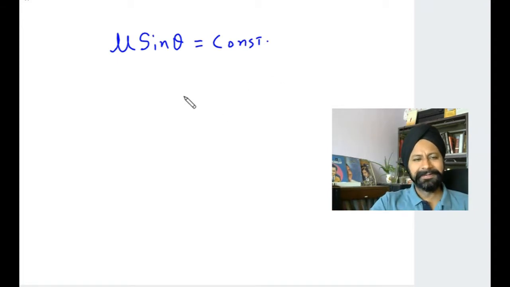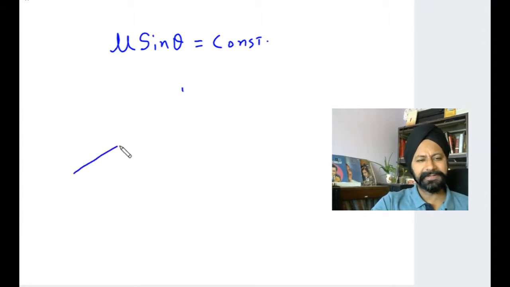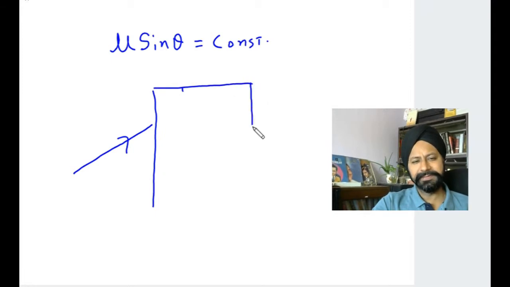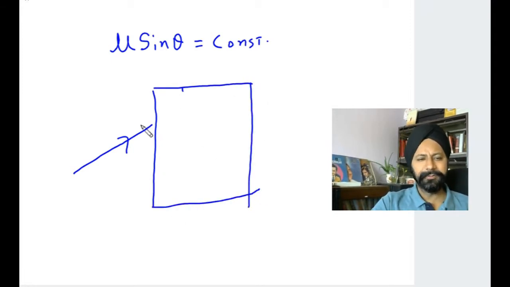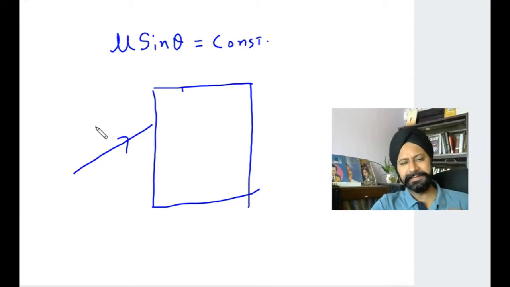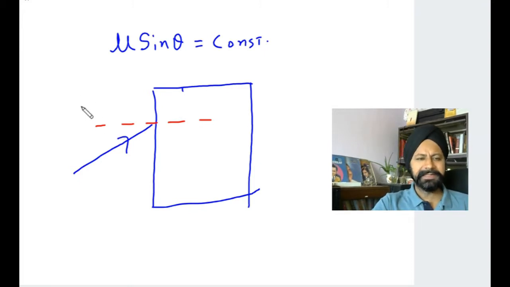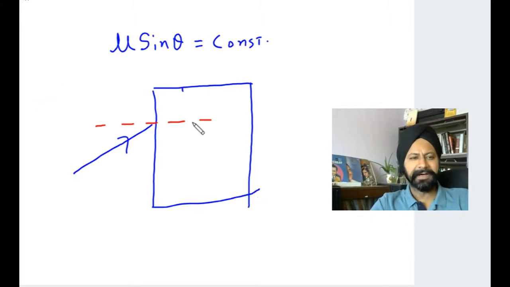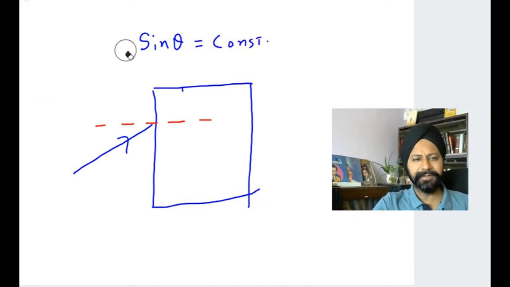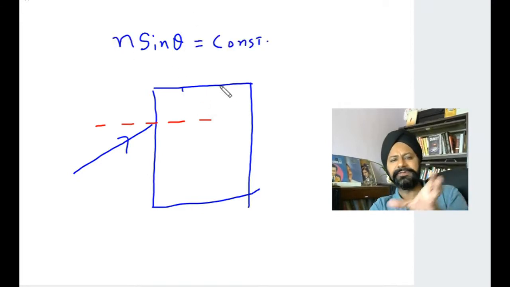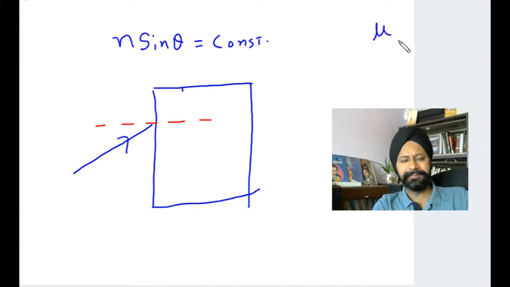What does this mean? Let's say there is a ray of light that is traveling and then it encounters another medium here. Let's say this was glass or whatever. Now it is going to bend. First of all, we measure the angles from the normal. So I'm going to draw a normal. Let's say this was medium 1 with refractive index of mu1 or n1 basically. I think I've confused you by writing mu there because we have been using n for refractive index. So let's continue that. n times sine theta is a constant, because mu is another symbol used for refractive index. Let's stick to one symbol for now.